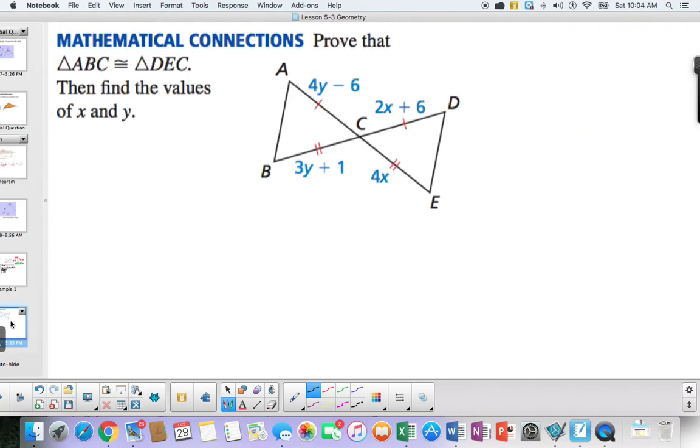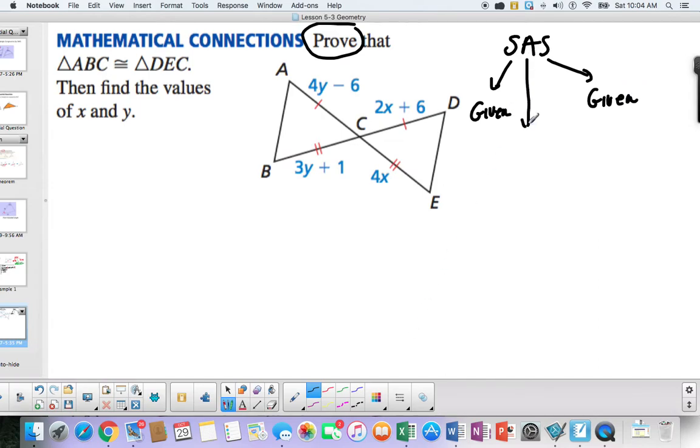All right, let's go ahead and take a look. This is a proof. So I'm going to want to do a proof, and then I'm going to want to find x and y. Here's my preparatory work. I have side, angle, side, and I can see here that I'm given a pair of sides, and I'm given another pair of sides, and my angle is going to come from here, and these are my vertical angles. So I think I'll be able to get through this proof.